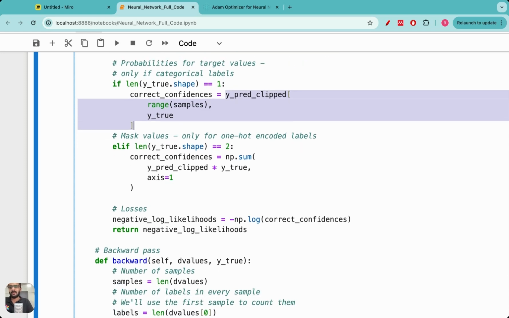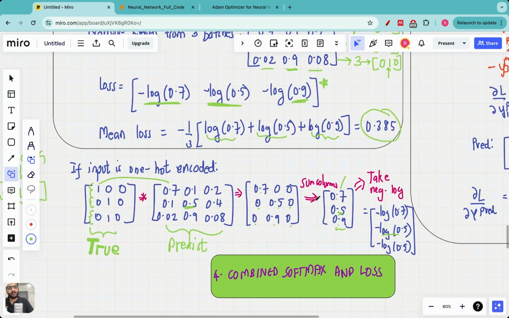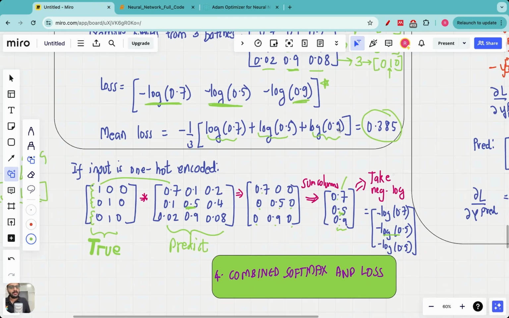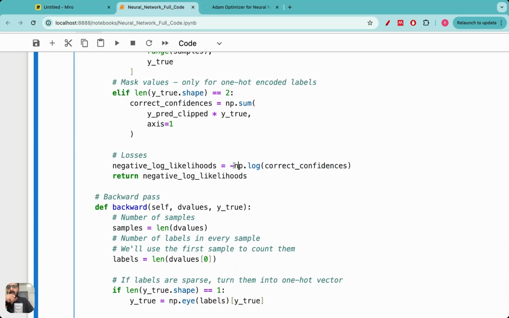And then in whichever case, whether the length of the shape is 1 or 2, we'll then be taking the negative log of whatever we obtain. So it's this final step where we take the negative log. So this is the negative log likelihood, which is returned through the forward pass.